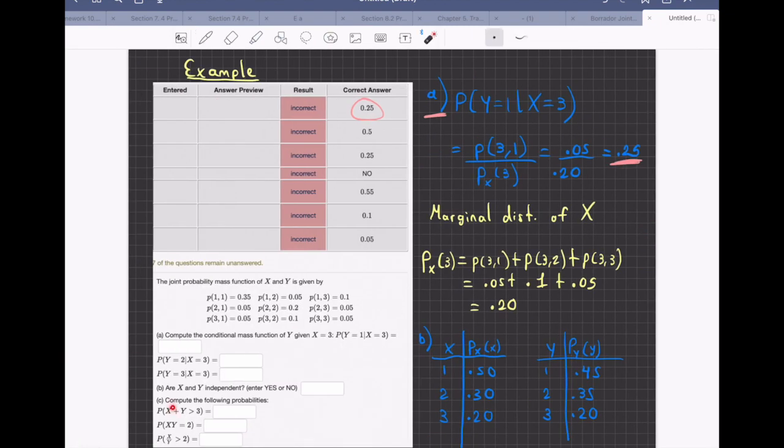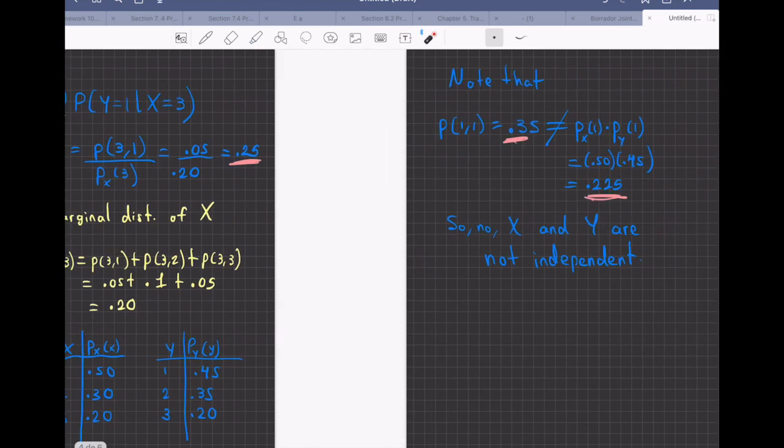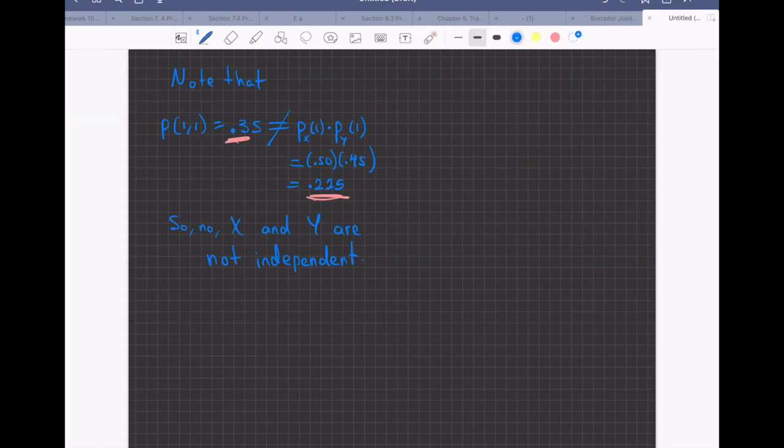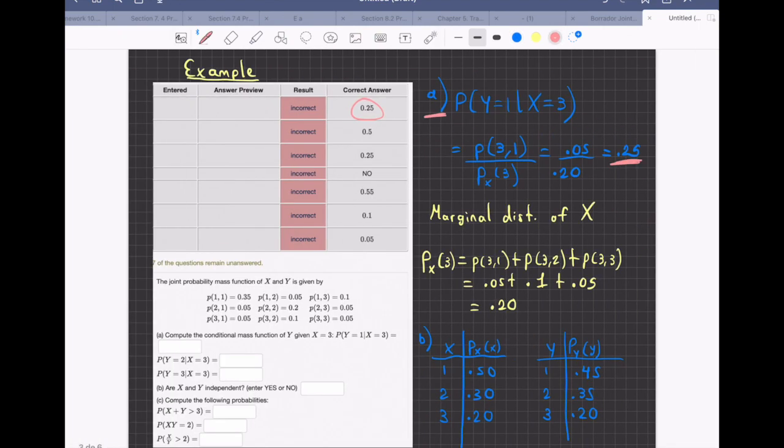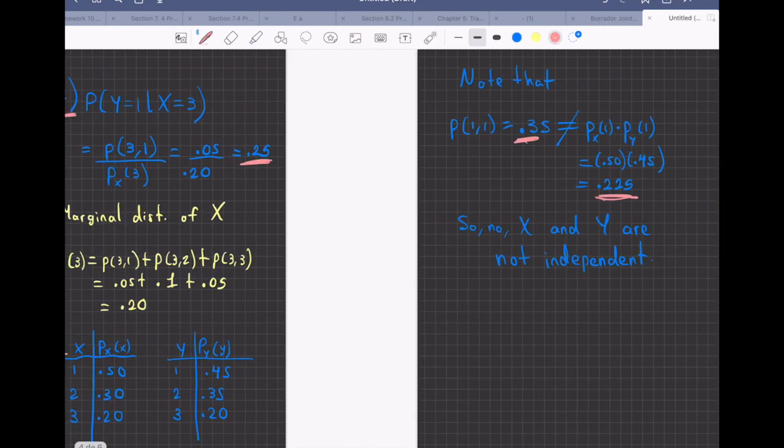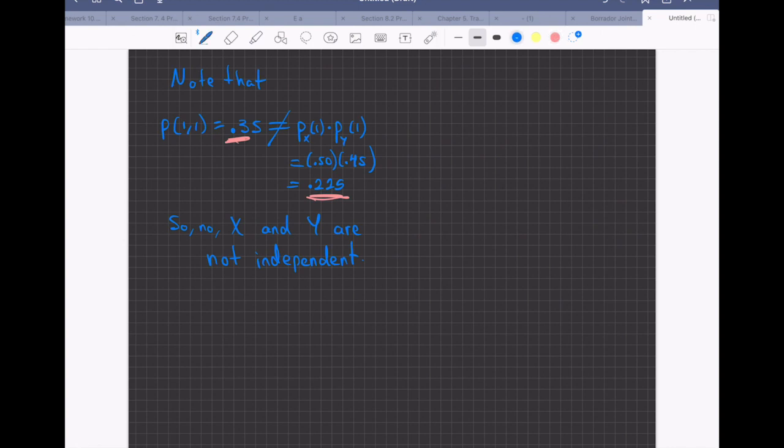Part C. Compute the following probabilities. Probability that X plus Y is greater than 3.